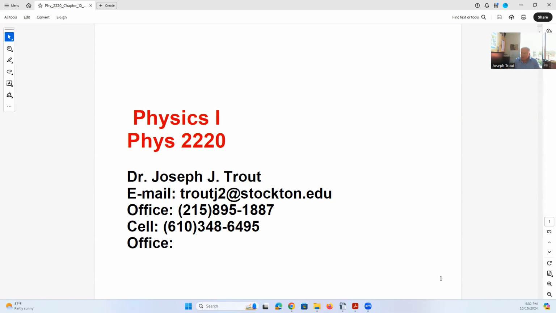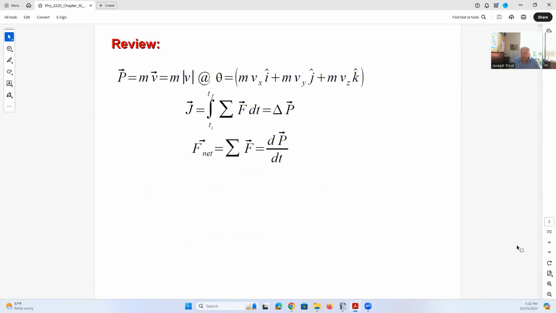Today we're going to talk about rotational motion, and we'll do a review of momentum. If you remember, momentum is defined as the mass times the velocity. It can be written as a vector: the mass times the magnitude of the velocity at an angle, or the mass times the velocity in the x direction times i, plus the mass times the y component of the velocity times j, plus the mass times the z component of the velocity times k.